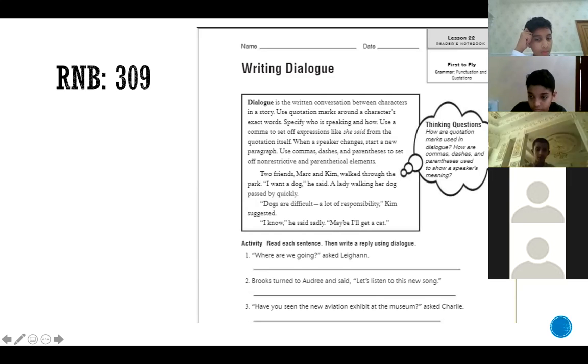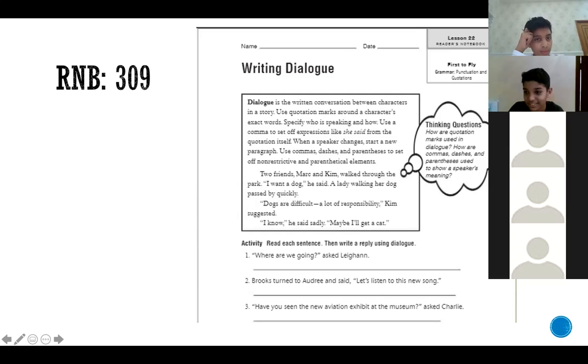Now you see, in between this short paragraph, there is conversation going on between this lady and Kim, right? So look at this one, "I want a dog." This is the beginning of a conversation or a dialogue. That is why it is placed within the quotation marks. Yes or no? Yes. And how did we separate these words? Look, after the dog, there is a comma. He said, and since we finished, we need to put a full stop.